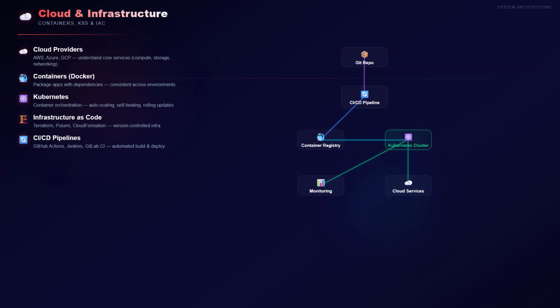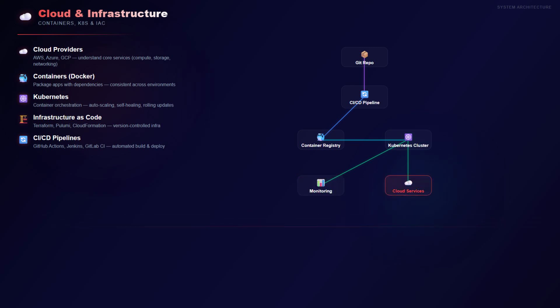Docker containers package your application with all its dependencies into a portable unit. A container runs the same way on your laptop, in CI, and in production. This eliminates the "it works on my machine" problem. Kubernetes orchestrates your containers at scale. It handles autoscaling, rolling deployments, self-healing, service discovery, and load balancing. It's complex to learn but essential for running microservices in production.